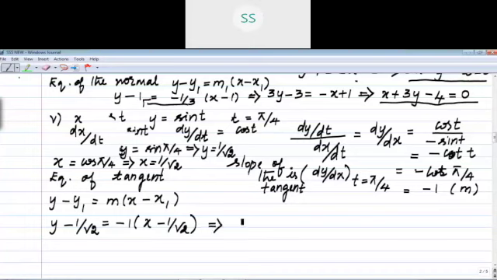Root 2, which implies root 2 into y minus 1 by root 2. You are taking LCM in the left hand side. The same way you are going to take the LCM in the right hand side. Minus root 2x, minus into minus plus 1 divided by root 2. Root 2 cancel, right? Now we are going to make it as an equation, right?